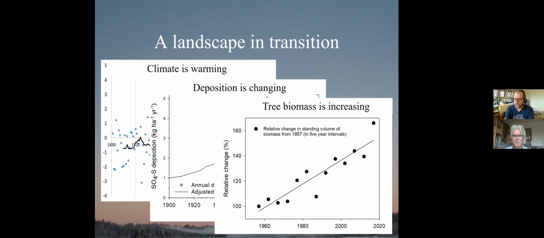And there is a very large increase in tree biomass in the region. This includes the Krycklan sites, but more a larger area surrounding Krycklan. You can see, using 1957 as our baseline here, the relative change in biomass at this site over time. And you could see that we have about 50% more biomass in this region than what we had 50, 60 years ago.